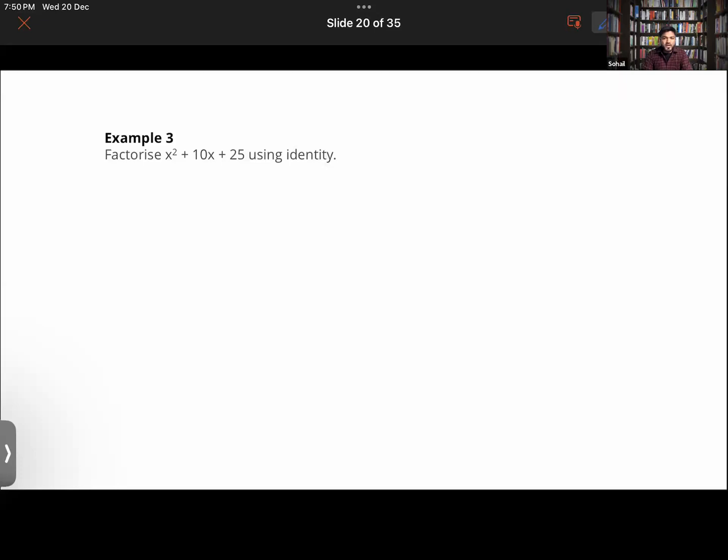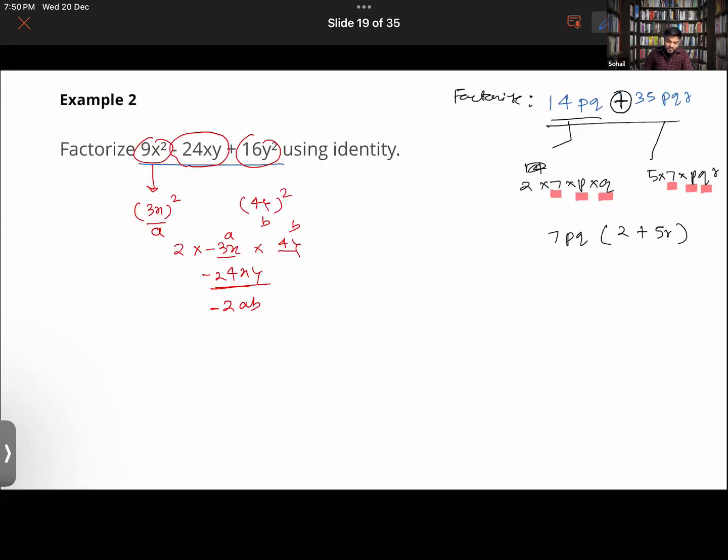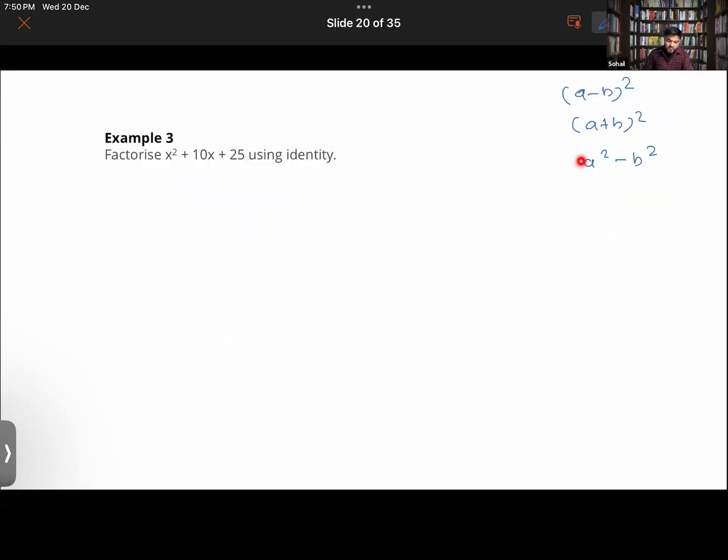When you are factorizing using the identity, basically हमें इस format में bring करना होता है expression को. Like a minus b whole square, a plus b whole square, a square minus b square. Like this, you have to bring the given expression in this format, like we were doing for this one. This was basically 3x minus 4y whole square. Yes, sir. Okay. This is what we are required to do here.